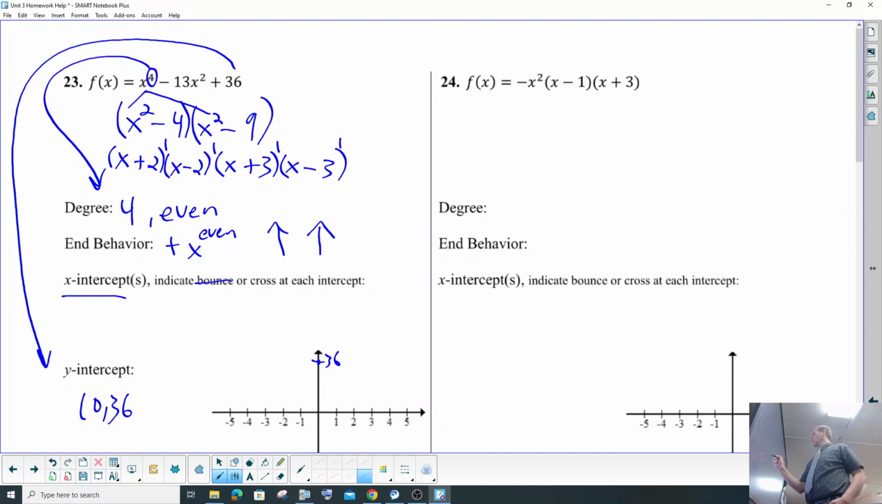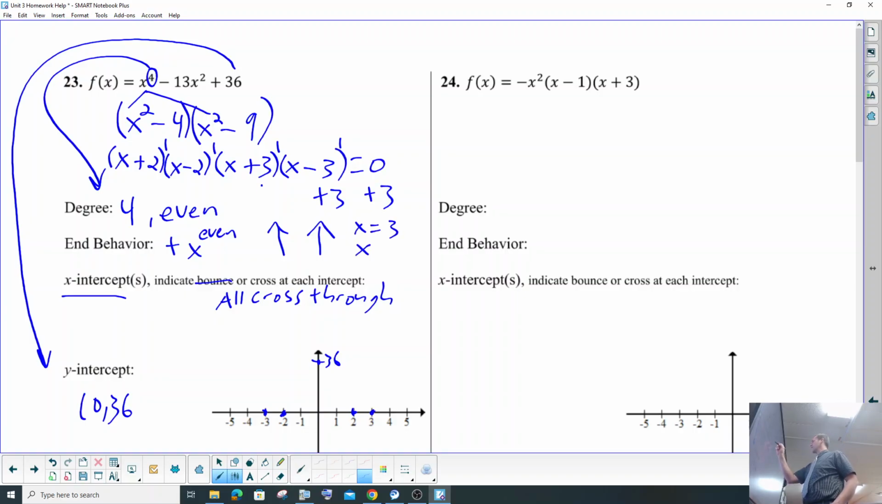Okay, so that's a lot of x-intercepts, but they all have multiplicity 1. So that means that they're all going to cross through. They're all going to cross through. So we have x-intercepts at -2 and +2, and -3 and +3.